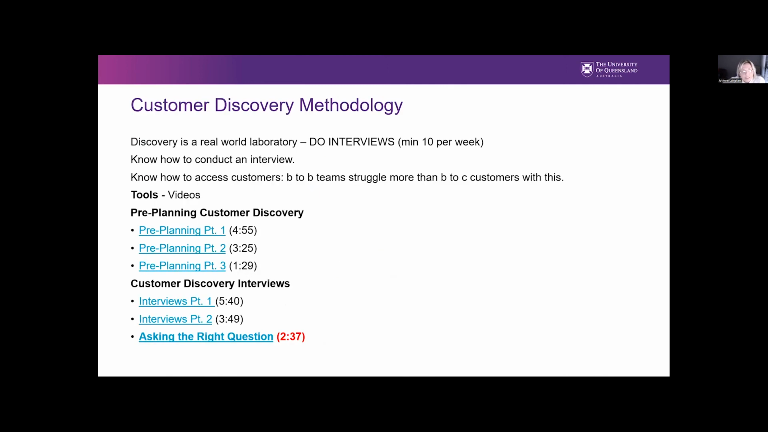So here is the best way to do it according to the Lean Startup method. Do interviews. Interviews are one way of definitely doing it. You can also experiment or use some of the other methods we've talked about. You need to understand how to conduct an interview appropriately. And here on the screen are some different tools that you can use. These are all available in the slide deck for you to examine.